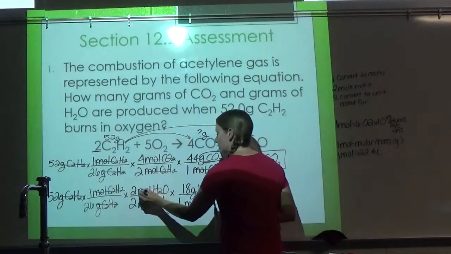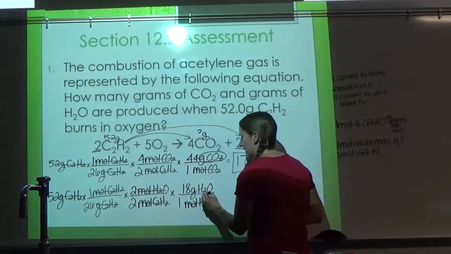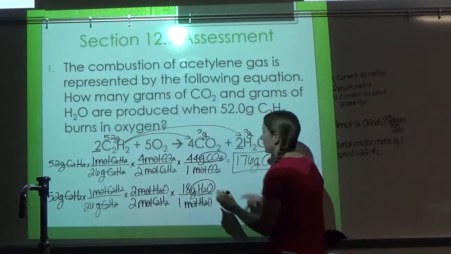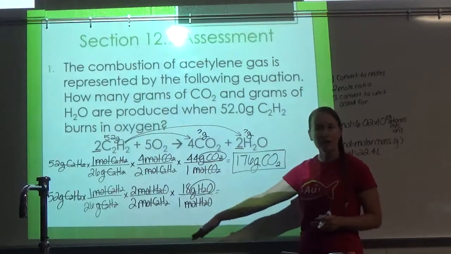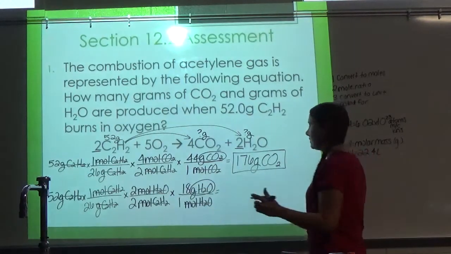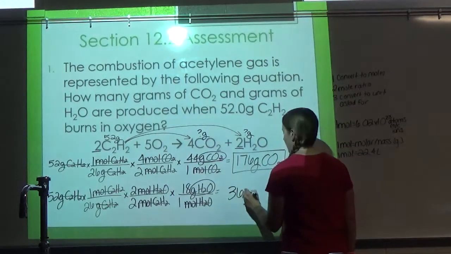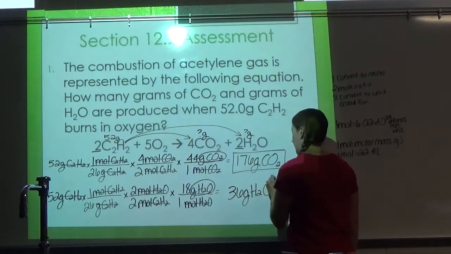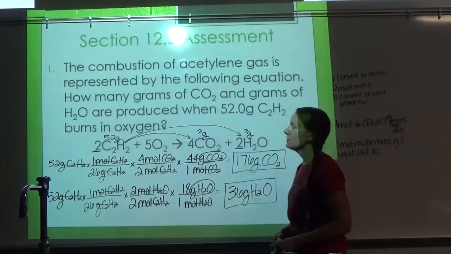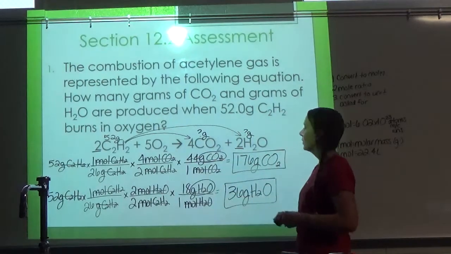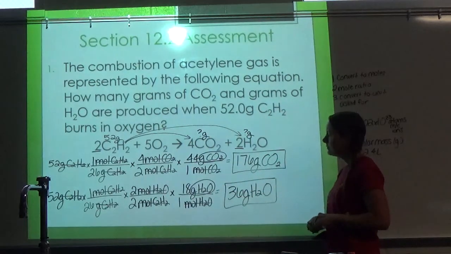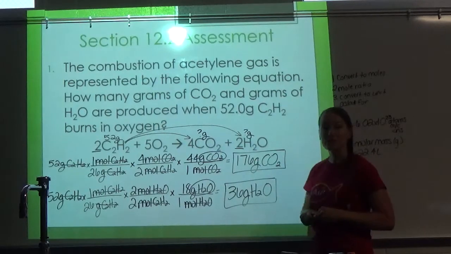All right, so moles of H2O cancel. I'm left with grams of H2O, which is what the question has asked me for. So then I just multiply across the top, divide across the bottom. And so I ended up getting 36 grams of water. So if we did this reaction with 52 grams of C2H2 and enough oxygen, we're going to make 176 grams of carbon dioxide and 36 grams of water.